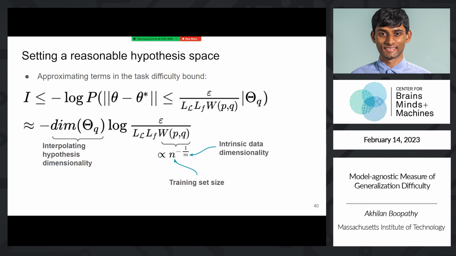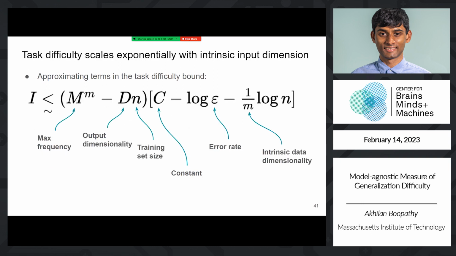All right, so after all of these approximations, we can get a final bound on the task difficulty. This isn't the exact expression. I've removed some terms and constants just to simplify things, but this should get the main point across. Just to go through what all these terms are here. Big M, again, is the maximum frequency of hypotheses we want to consider. D is the relevant output dimensionality of the task. N is our training set size. C is just some constant. Epsilon is the desired error rate on the test side. And small m is the intrinsic data dimensionality.